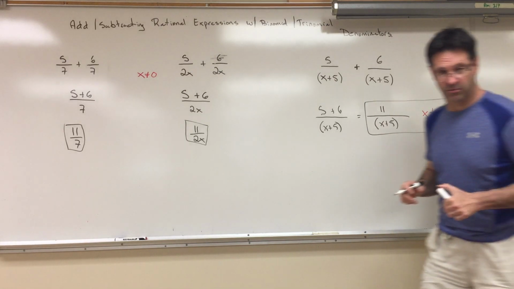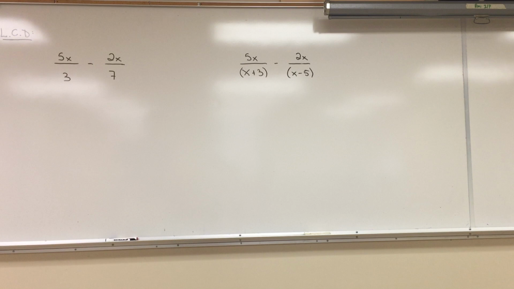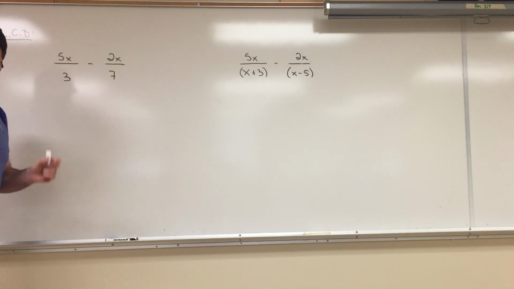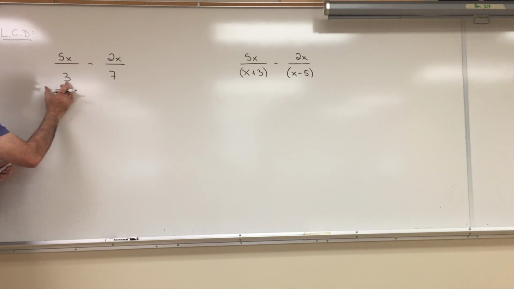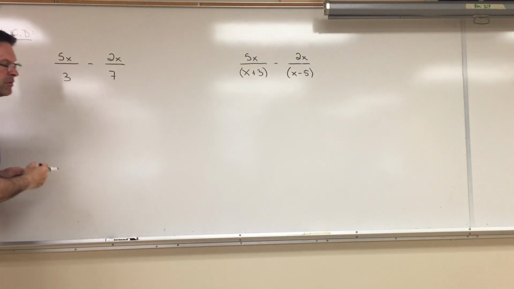We're going to build on that as we go further with this. Okay, well, let's go a little further. The earlier ones, we had a common denominator, so we just added or subtracted the numerators of the one common denominator. What's our lowest common denominator between these two rational expressions? Between 3 and 7. We know it's 21.